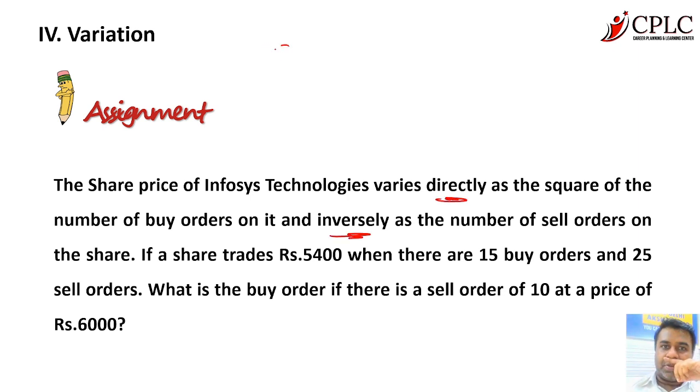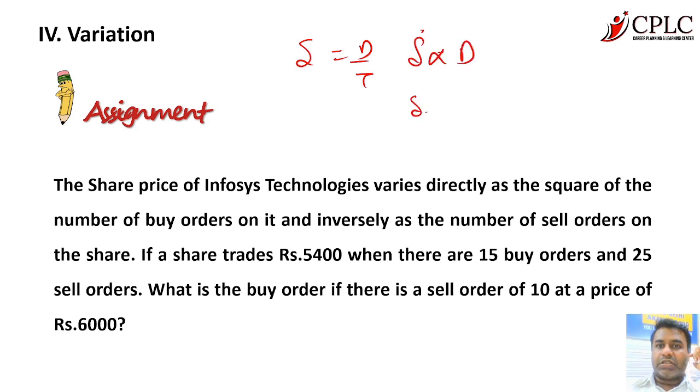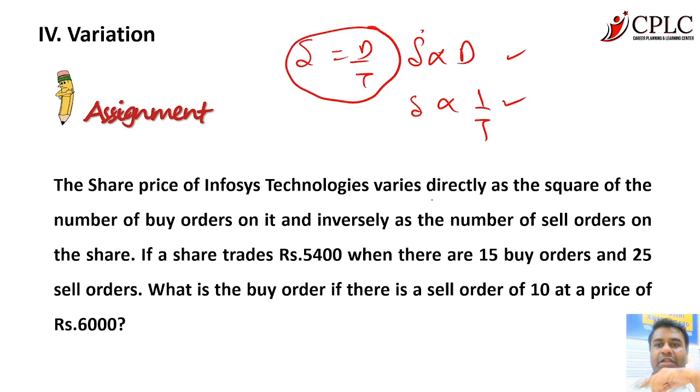So let me take an example. Speed is equal to distance upon time. So here also there are both the things, direct and inverse. That is, speed is directly proportional to distance and speed is inversely proportional to time. So both of these can be written in this format, right? Similarly, we are going to use direct and inverse in this case to find out the answer.